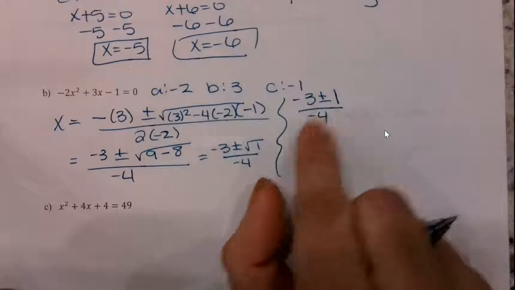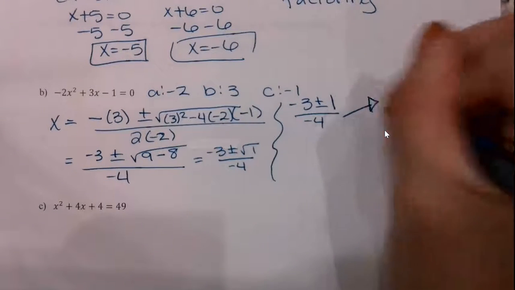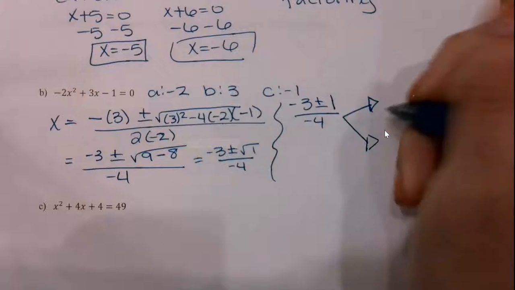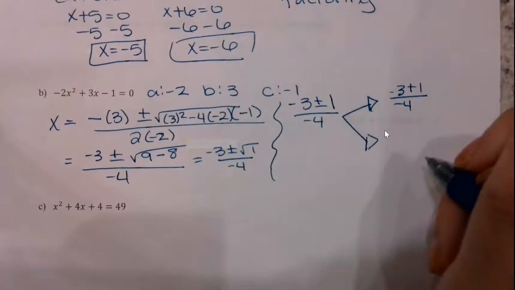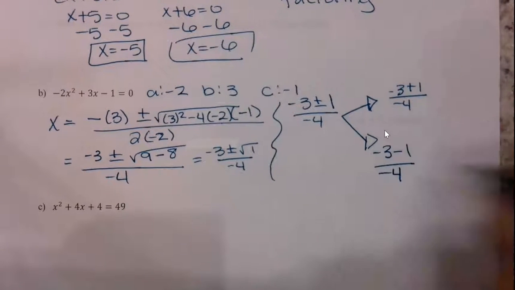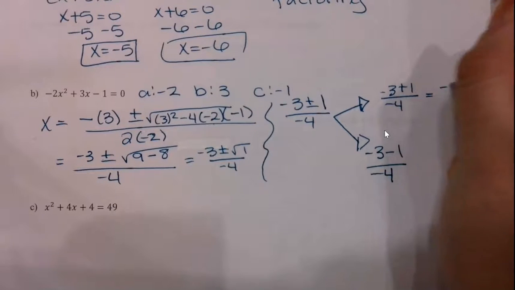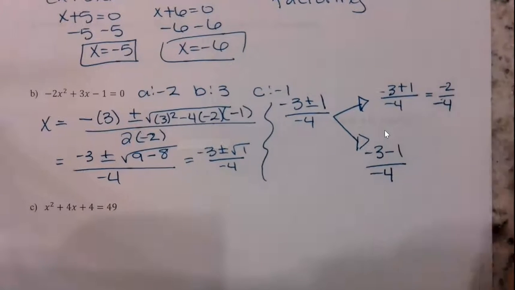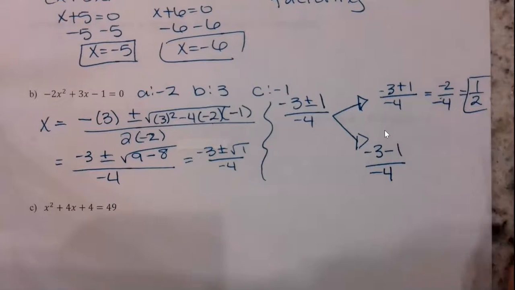So now that I have this, I can split it up into two separate equations. Okay? I can have negative 3 plus 1 divided by negative 4, and I can have negative 3 minus 1 divided by negative 4. So negative 3 plus 1 equals negative 2 over negative 4. That simplifies to 1/2.